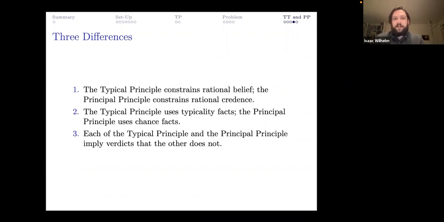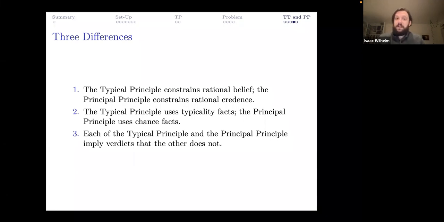First, the typical principle is about rational belief, the principle is about rational credence. Belief and credence are very different. Belief is all or nothing. Credences come in degrees. I mean, some people think there are no credences. Some people think that at least the state of having a rational credence is different from the state of having a rational belief. So for all these reasons, the principles in question here are different because they're about the rationality of different doxastic states.